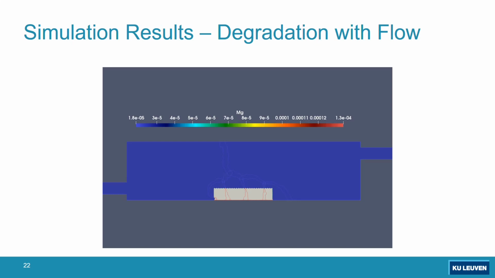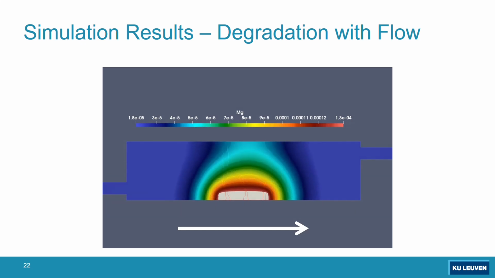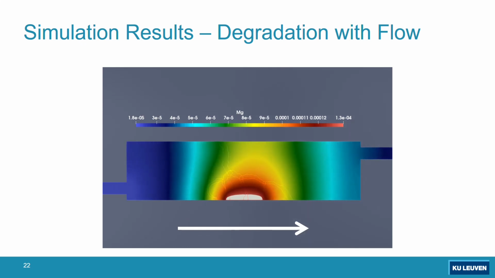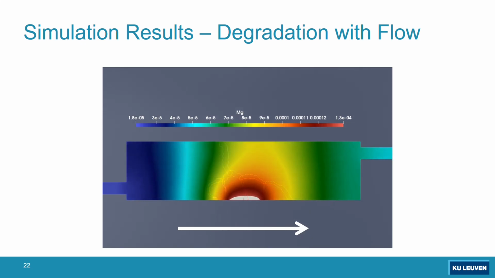And then when we add the degradation to fluid flow, in this case a flow from left to right, you see that it actually pushes the released material to the right. And this is the way that we can combine these models.